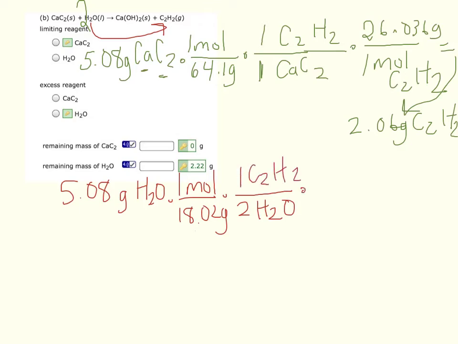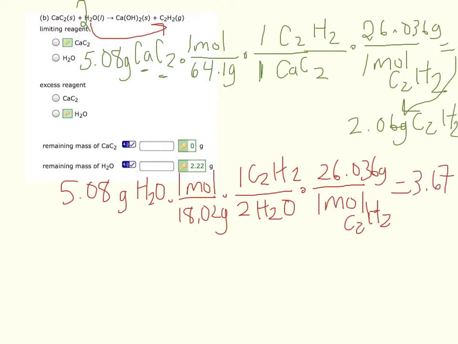The beautiful thing about this is that we really just repeat and grab some numbers. I get to grab that number and use it again. So 1 mole of the C2H2 stuff, I added it up already, is 26.036 grams. I do my math, 5.08 divided by 18.02 divided by 2 times 1. I really could care less about the 1, times 26.036. And after all that math, I get 3.67 grams of C2H2.